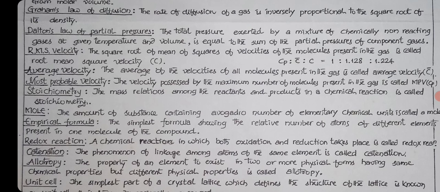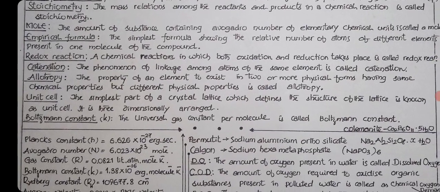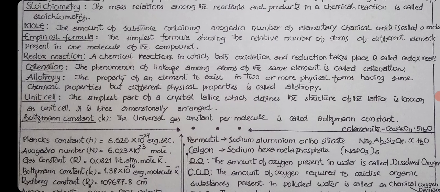Stoichiometry: the mass relations among the reactants and products in a chemical reaction is called stoichiometry. Mole: the amount of substance containing Avogadro number of elementary chemical units is called a mole. Avogadro number is 6.023 × 10^23. Empirical formula: the simplest formula showing the relative number of atoms of different elements present in the molecule is called the empirical formula. Like CH2O for glucose, CH2O for acetic acid, and for ethane C2H6, the empirical formula is CH3.